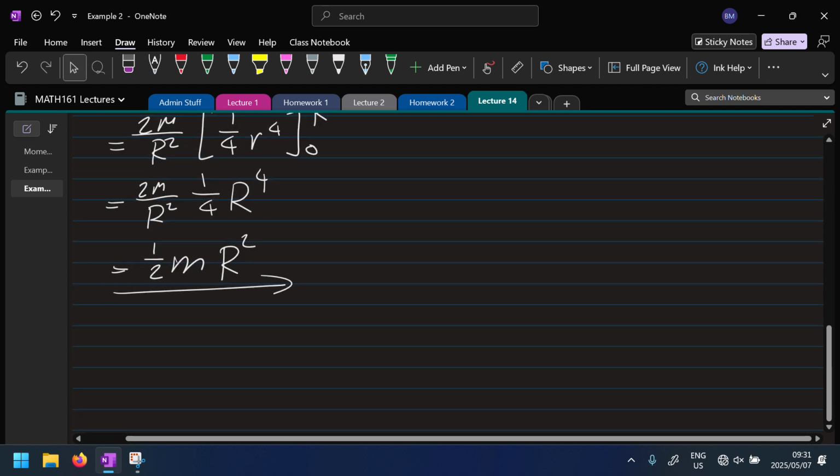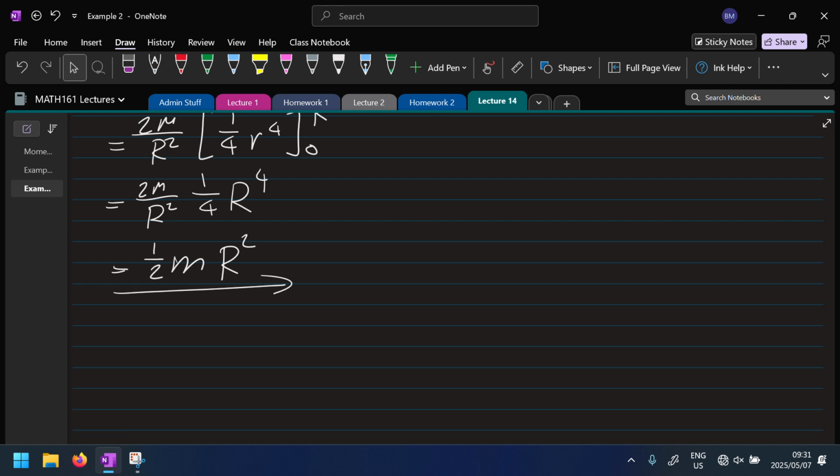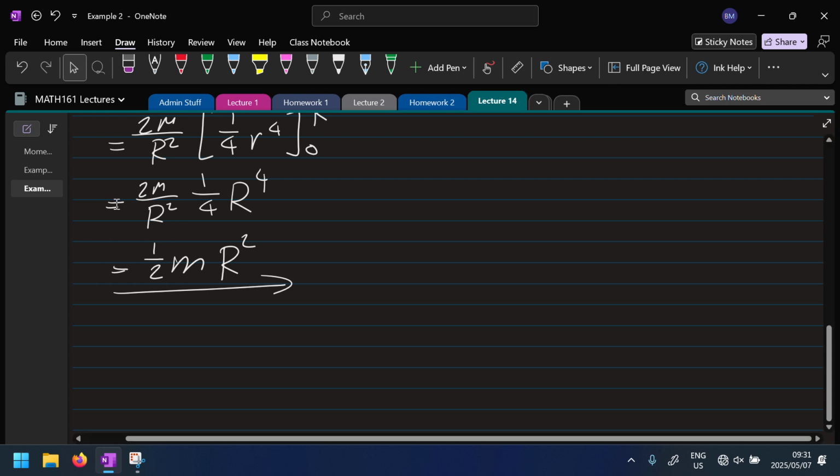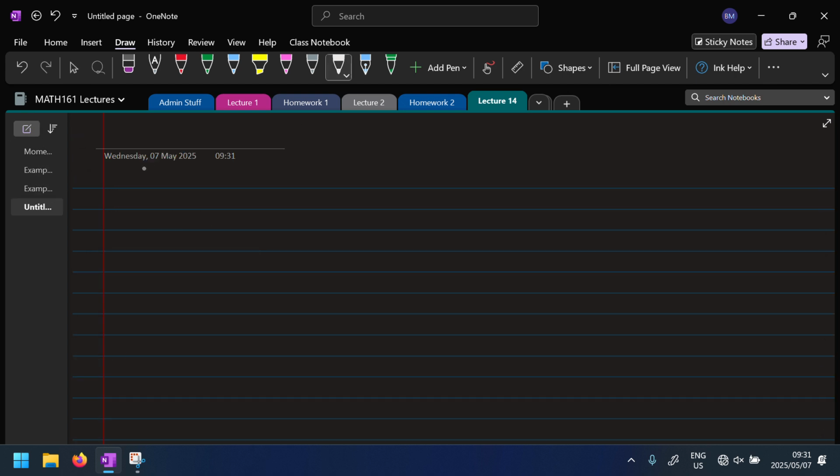So that is for a uniform mass disk. What happens if it's a non-uniform mass disk? What do we get? So next, example 3.